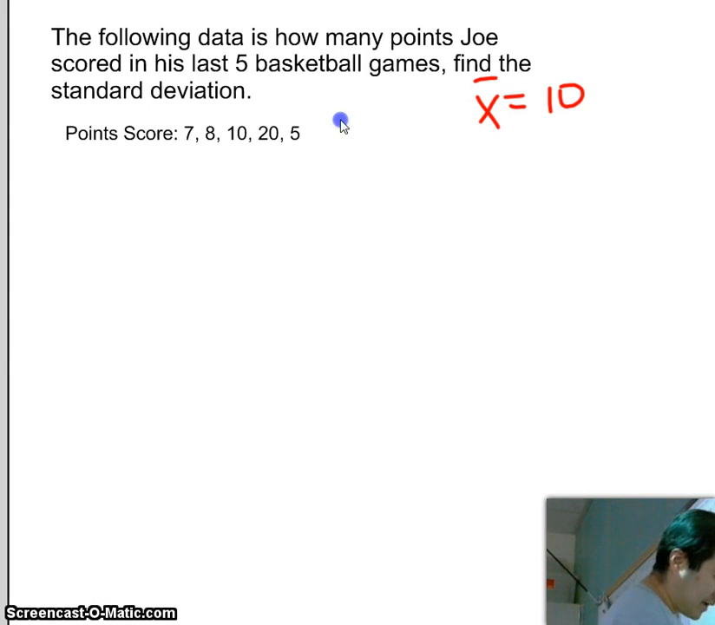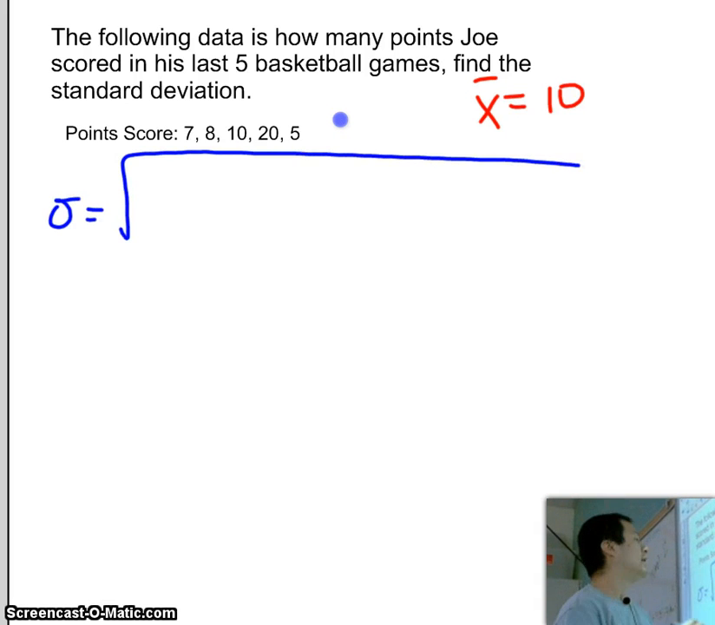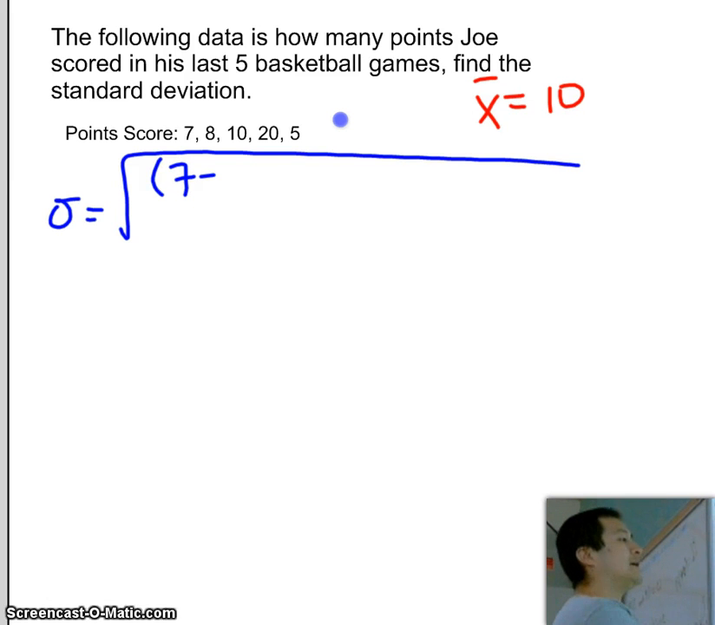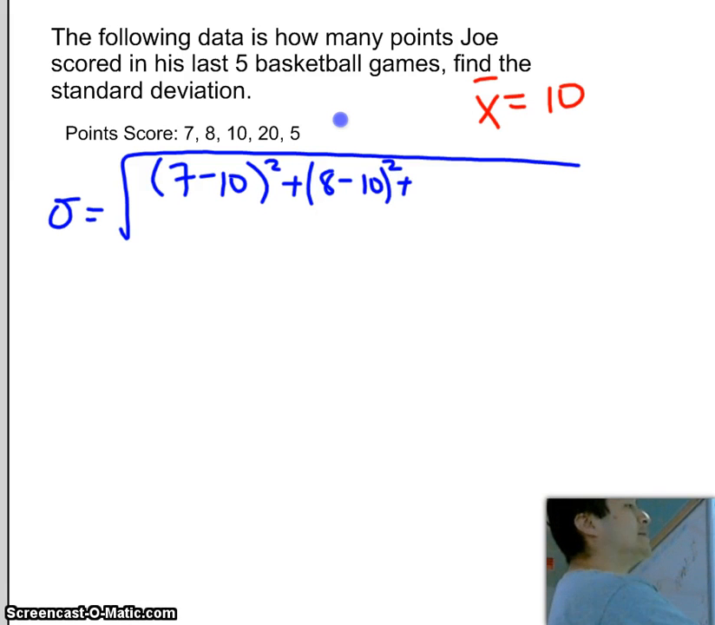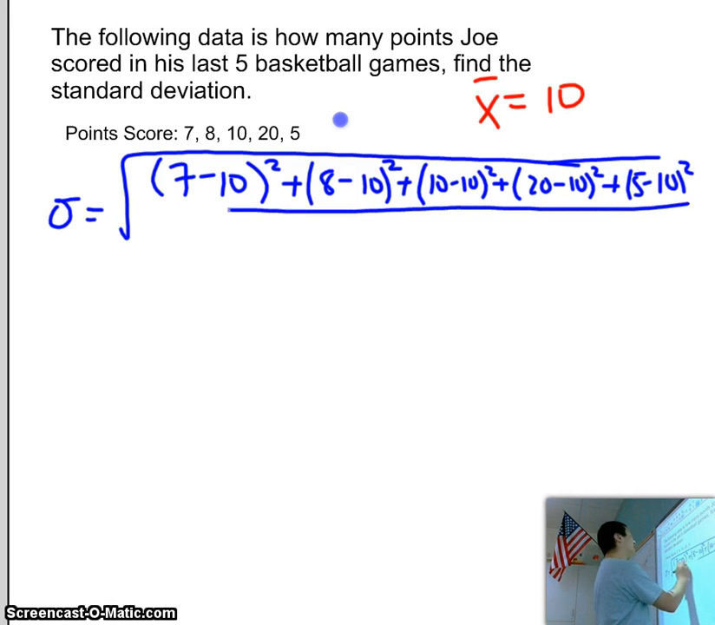Alright, let's find the standard deviation. The standard deviation is the square root of the difference of all the numbers, the distance of all the numbers, squared, divided by the number of numbers, and square root it. So 7, first number, minus the mean, squared, plus 8 minus the mean, squared, plus 10 minus the mean, squared, plus 20 minus the mean, squared, plus 5 minus the mean, squared. That's 5 numbers, 1, 2, 3, 4, 5, divided by the number of numbers, which is 5.